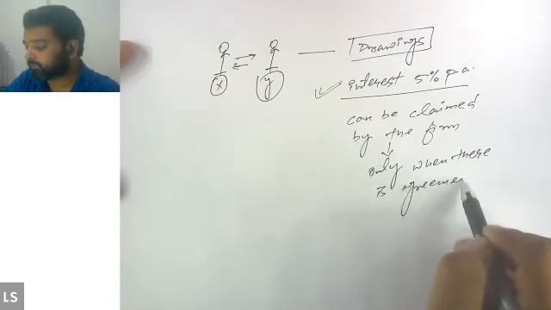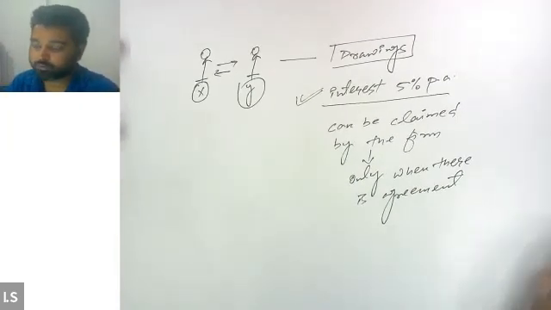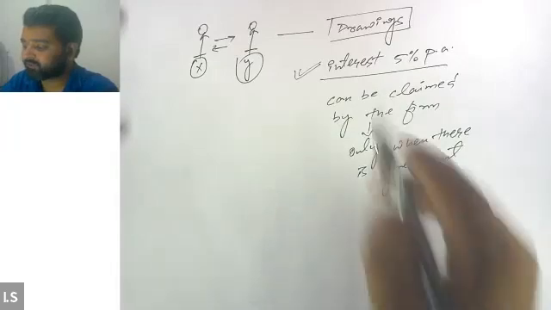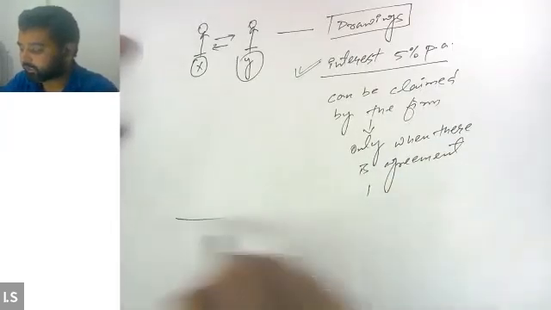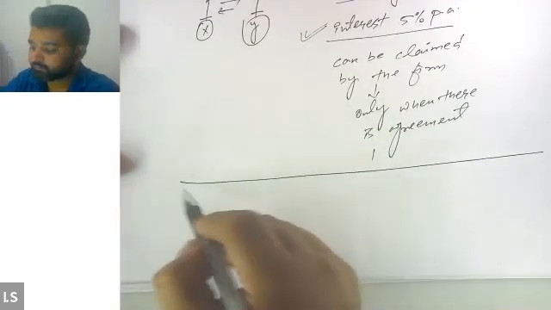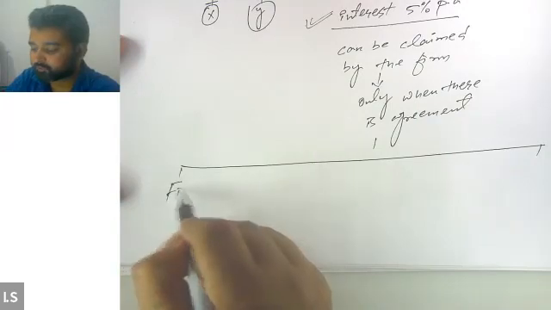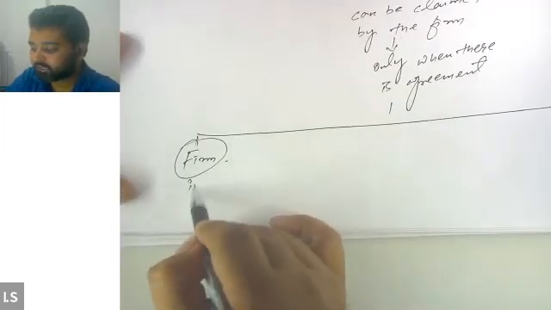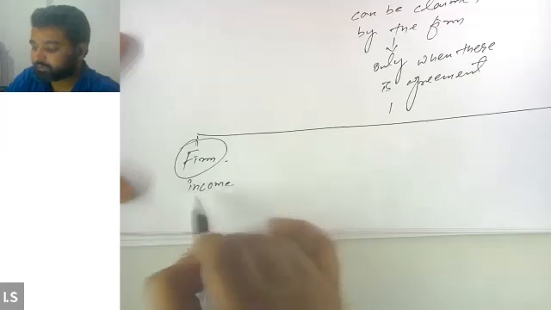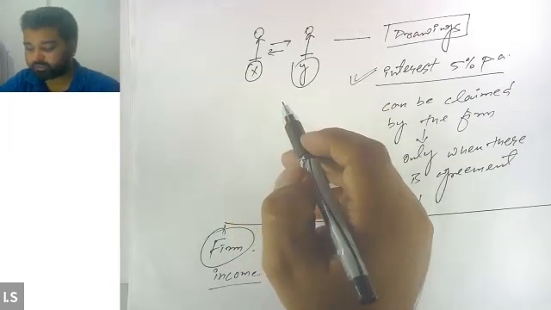If there is no agreement, then interest on drawing cannot be claimed. Now, as far as the interest is concerned, from the partnership firm's point of view, interest is always considered as income, right? Let's suppose there is a business, there's a partnership agreement between the partners.